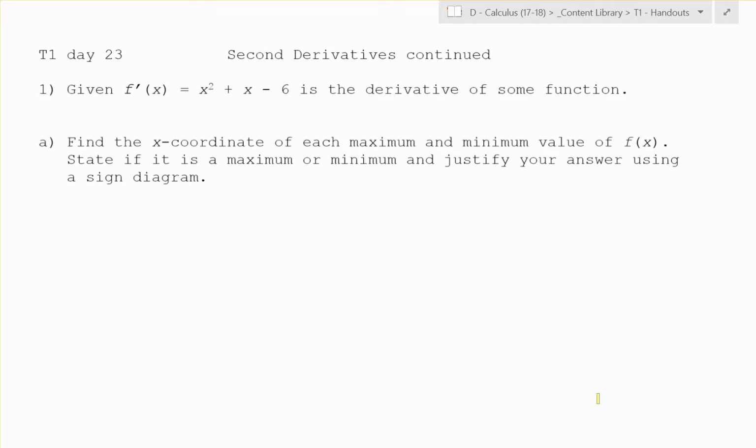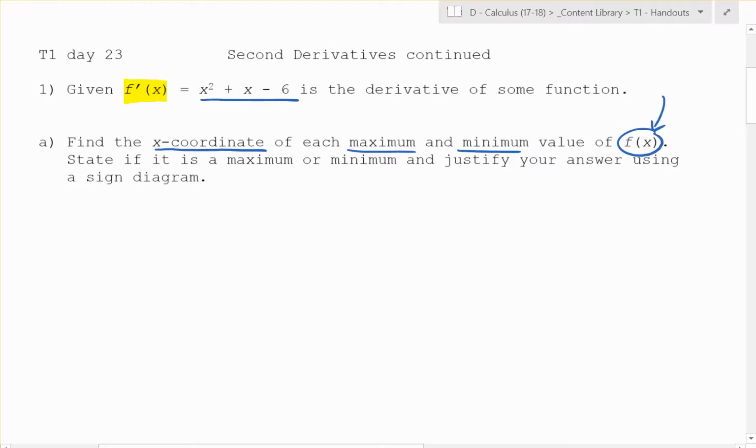In this first problem we are given a derivative, f prime. It's stated that the derivative is x squared plus x minus 6. It's the derivative of some function. Find the x coordinate of each maximum and minimum value of the function. So we're finding the maximum not of the derivative, but of the function. We're given the derivative and we want to find the x coordinate of each maximum and minimum.